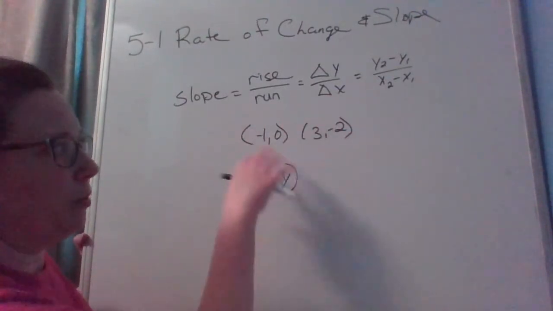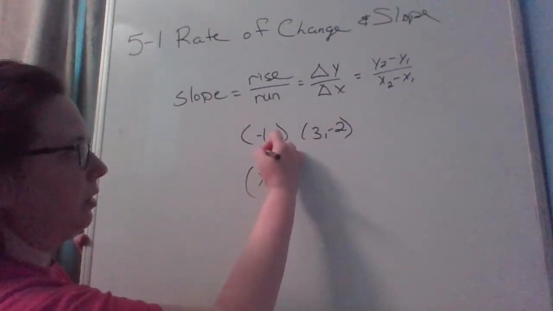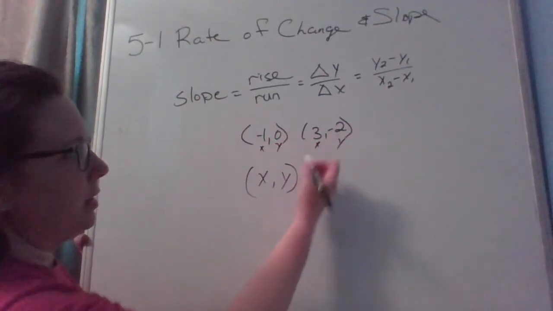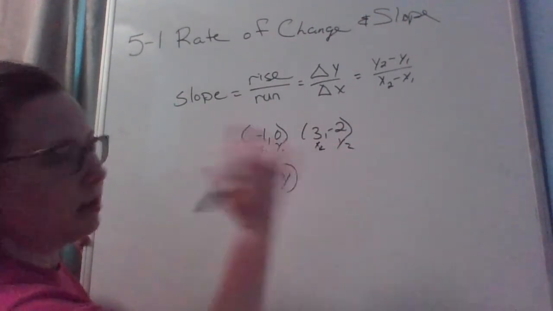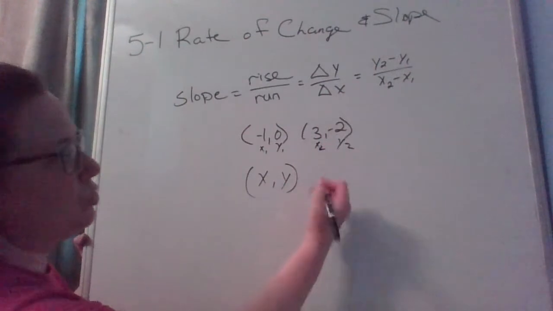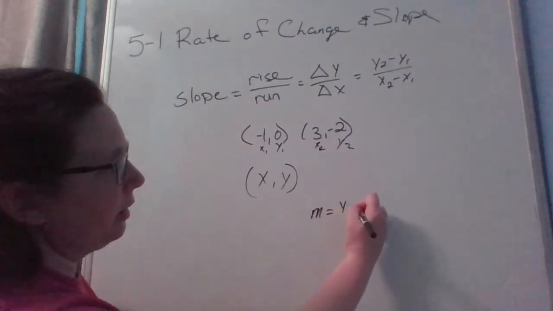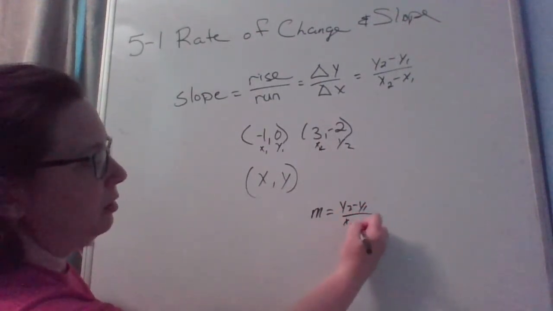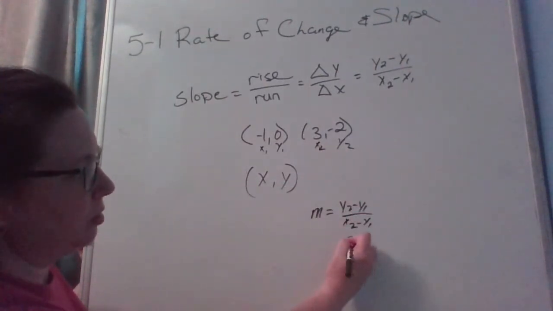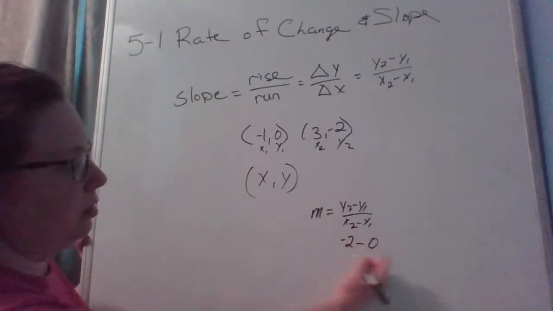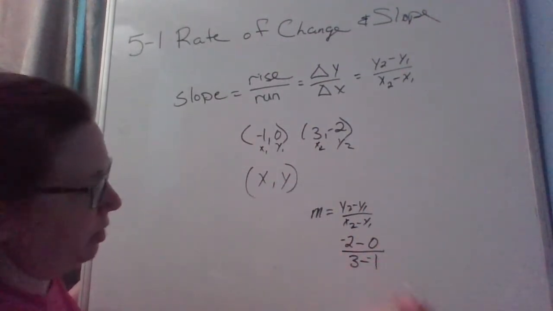You can decide which ordered pair is going to be your 1 and which is going to be your 2, and that is going to make your x and your y the same number. So I'm going to decide these are my 1's, these are my 2's. Now that I've decided that, I can plug them into my equation up there. I highly recommend writing that out and then plugging it in. So we've decided this is my y2, this is my y1, my x2 is 3, my x1 is -1.